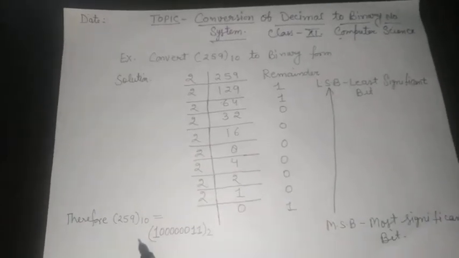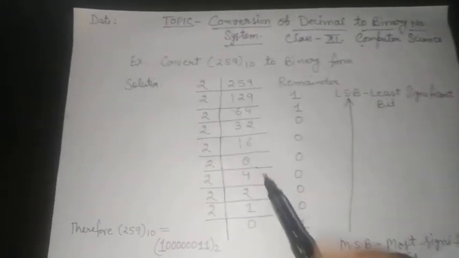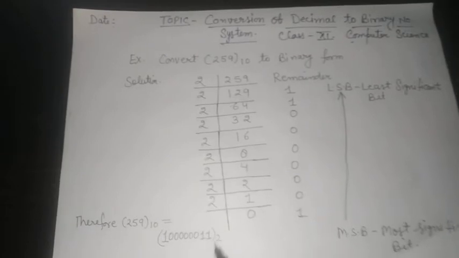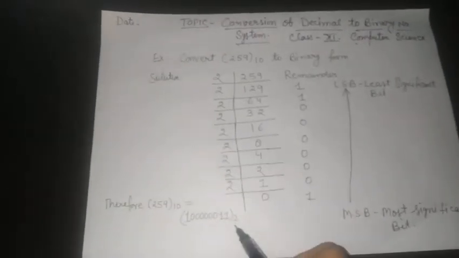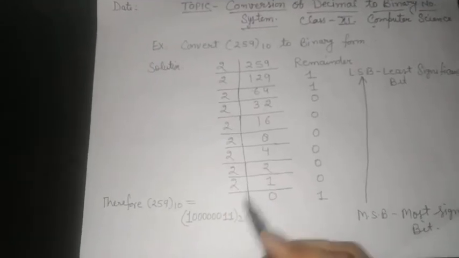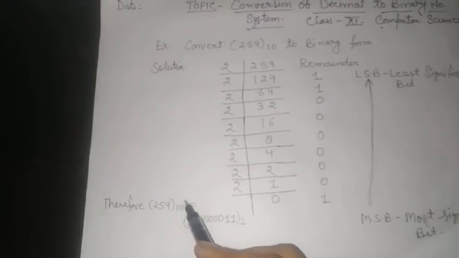So this will be the answer for that number, the converted number, that means it is converted into binary form. Why do we use the 2? Because 2 is the base of the number, which tells us it is in binary form, and 10 tells us it is in decimal form.